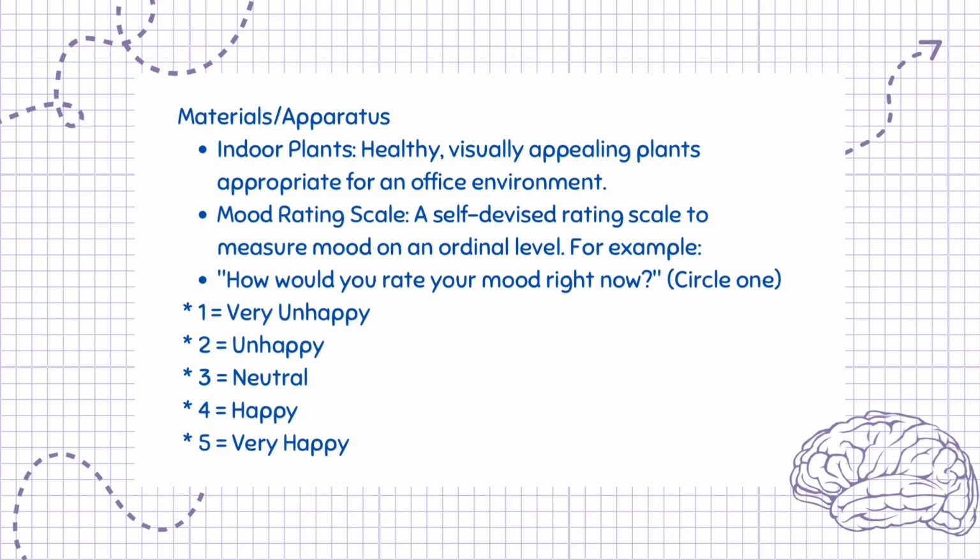Materials and apparatus. Indoor plants: healthy, visually appealing plants appropriate for an office environment. Mood rating scale: a self-devised rating scale to measure mood on an ordinal level. For example, how would you rate your mood right now? Circle 1. 1 equals very unhappy. 2 equals unhappy. 3 equals neutral. 4 equals happy. 5 equals very happy.